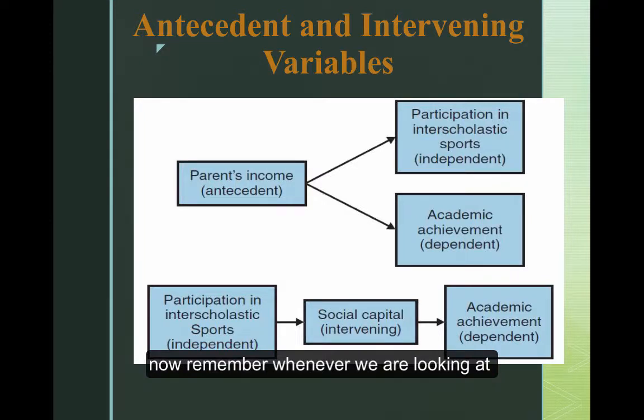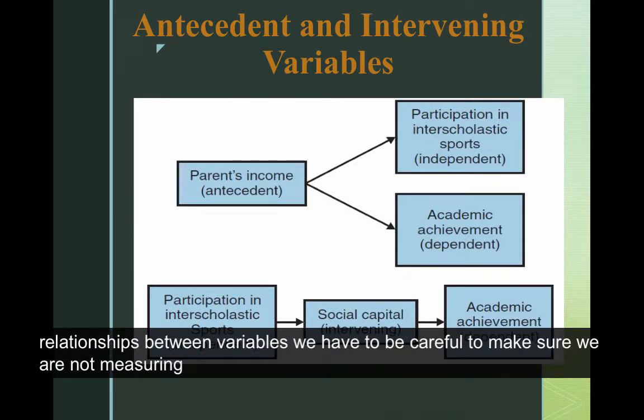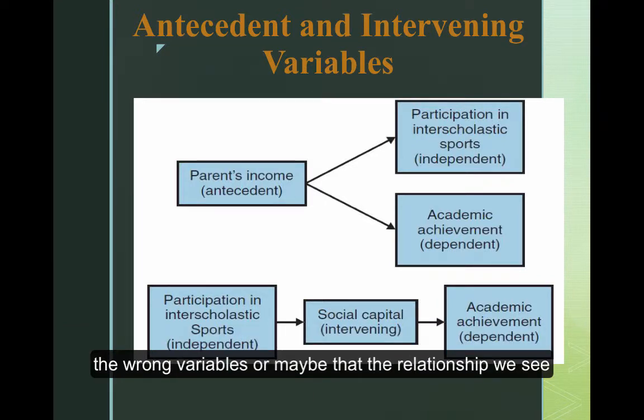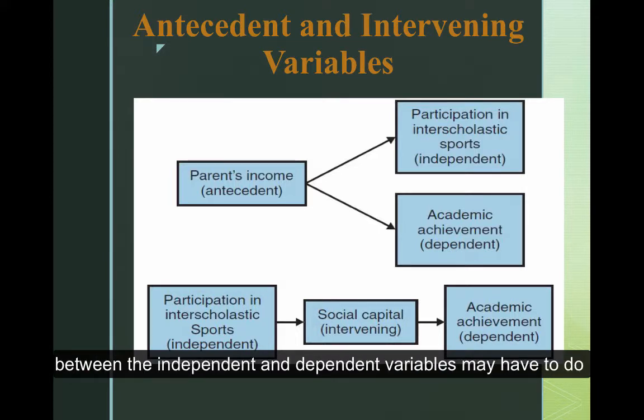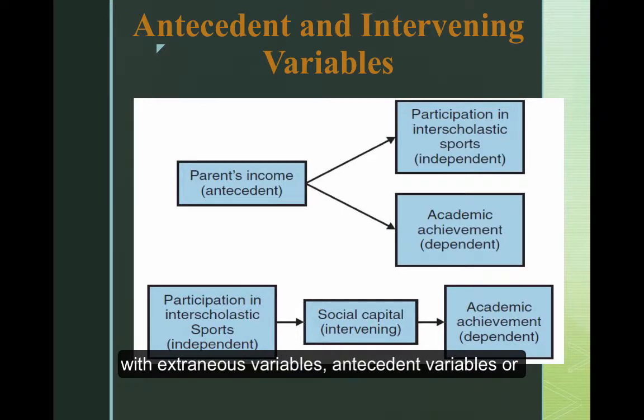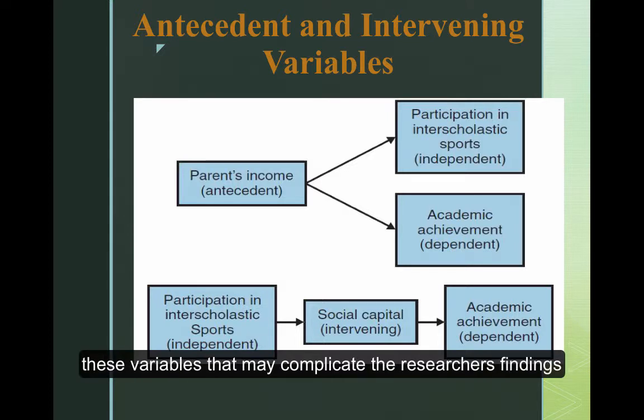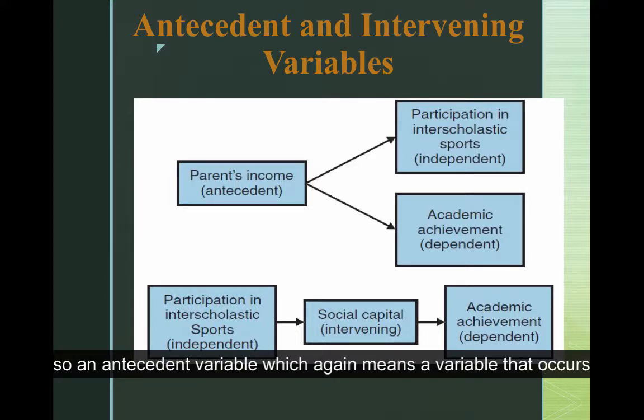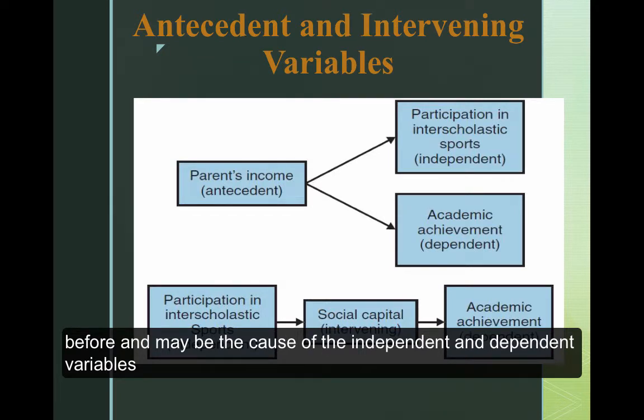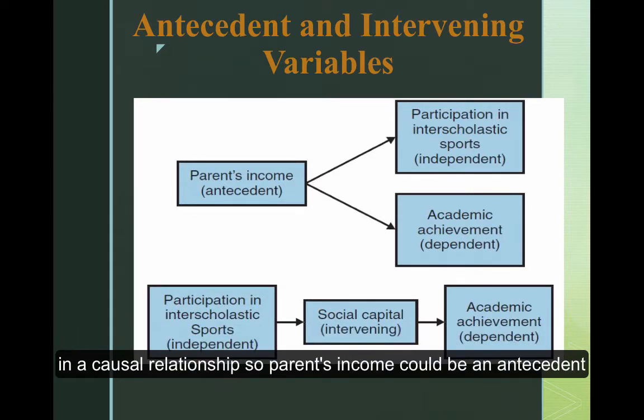Now, remember, whenever we're looking at relationships between variables, we have to be careful to make sure that we're not measuring the wrong variables, or that the relationship we see between the independent and dependent variables may not have to do with extraneous variables, antecedent variables, or intervening variables. In this figure, there are examples of these variables that may complicate the researcher's findings. An antecedent variable, which again means a variable that occurs before and may be the cause of the independent and dependent variables in a causal relationship.